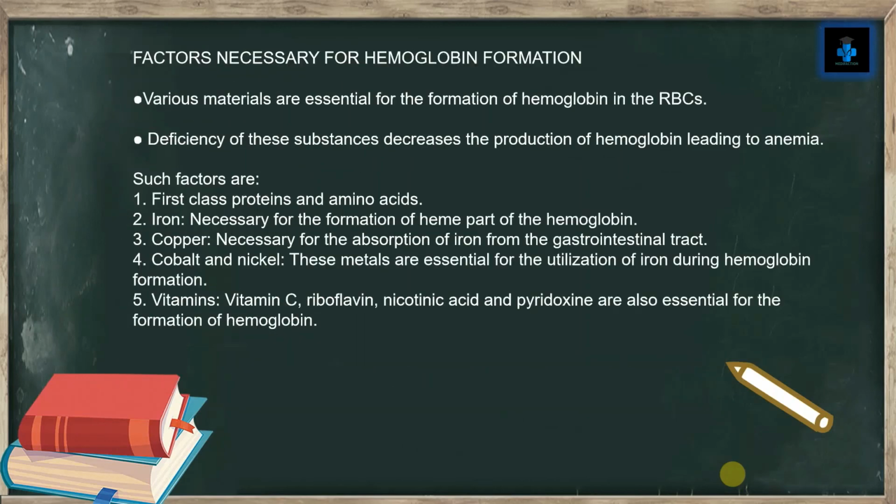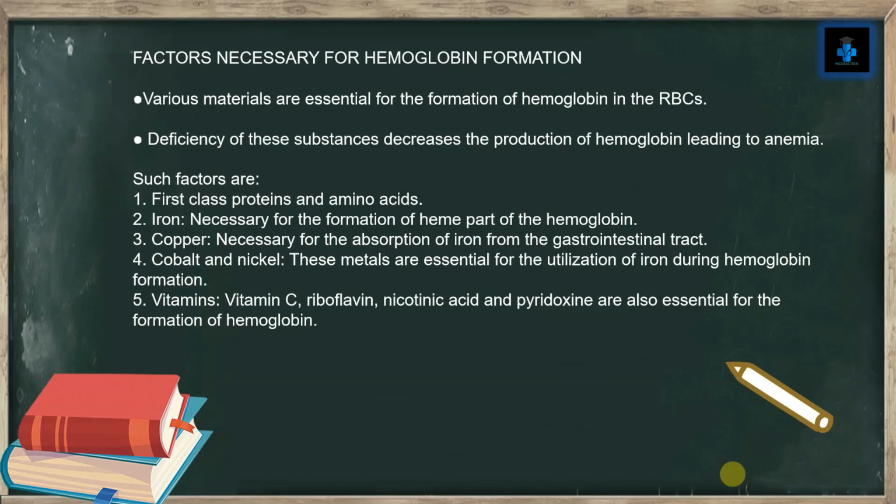Factors necessary for hemoglobin formation. Various materials are essential for the formation of hemoglobin in the RBCs. Deficiency of these substances decreases the production of hemoglobin, leading to anemia. Such factors are: number 1, first-class proteins and amino acids. Number 2, iron, which is necessary for the formation of the heme part of the hemoglobin. Number 3, copper, necessary for the absorption of iron from the gastrointestinal tract.